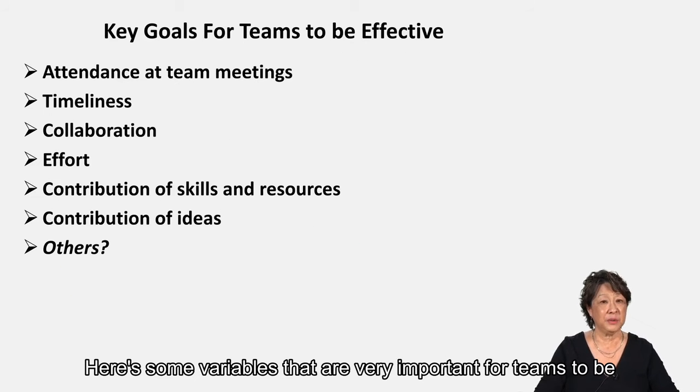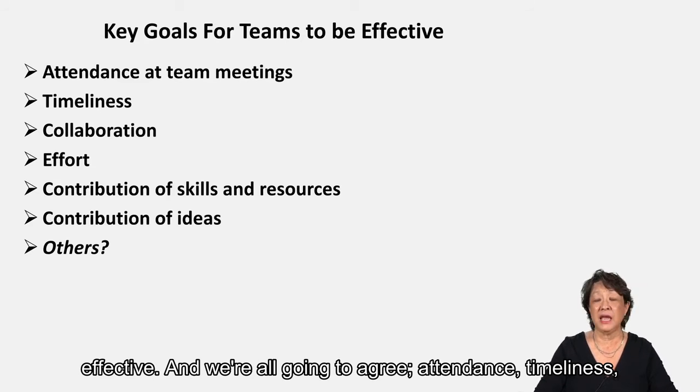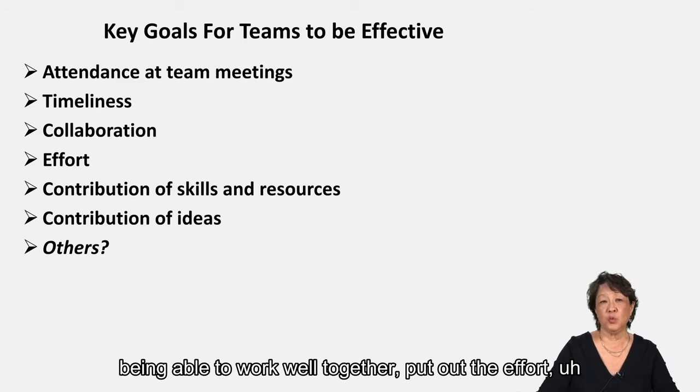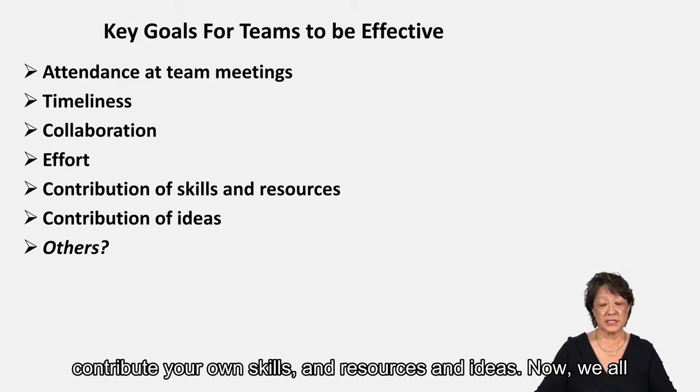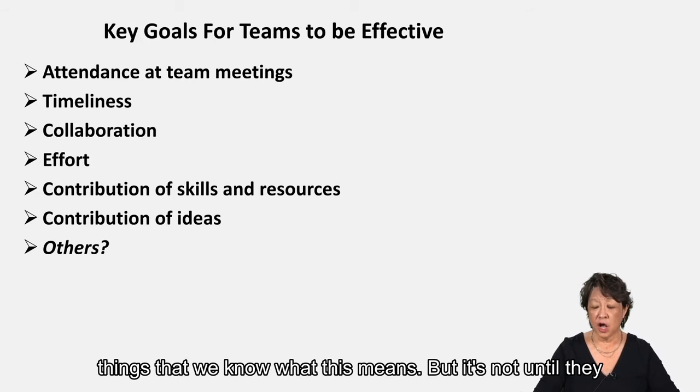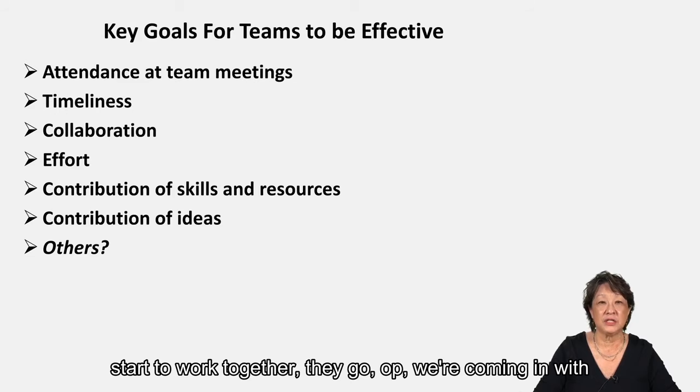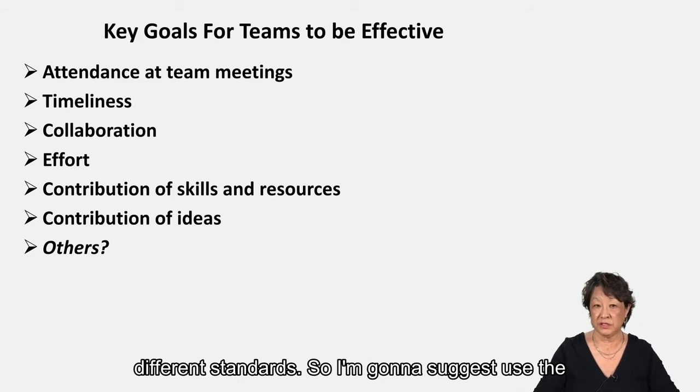Here are some variables that are very important for teams to be effective, and we're all going to agree: attendance, timeliness, being able to work well together, put out the effort, contribute your own skills and resources and ideas. Now, we all think that we know what this means, but it's not until they start to work together that they go, well, we're coming in with different standards.